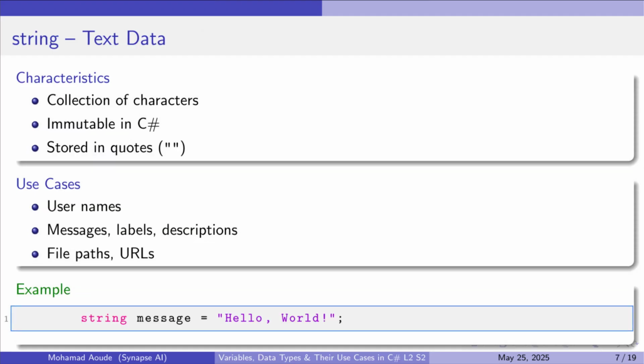A string is simply a way to store text, like names or file locations. Think of it as a container for characters. Now here's an important point. Strings in C# are immutable. This means that once you create a string, you can't change it. If you want to modify it, you have to create a new string instead. This might sound tricky, but it actually helps the computer manage memory more efficiently. So remember, strings are your go-to for handling any text in your programs, and their immutability makes them reliable and easy to work with.